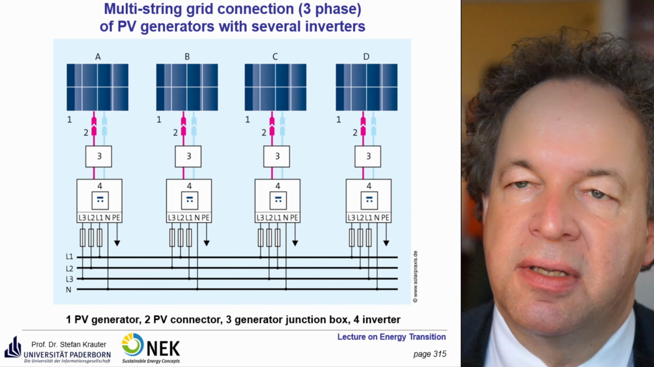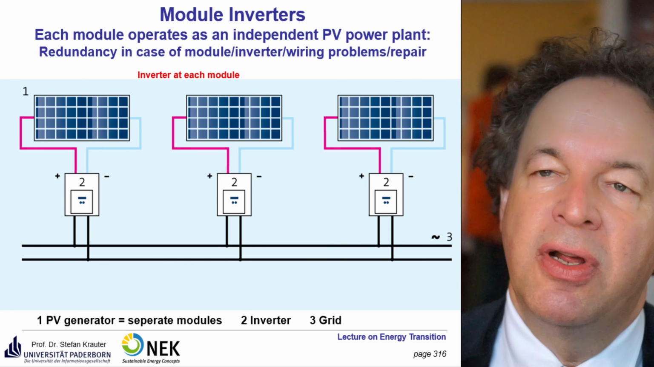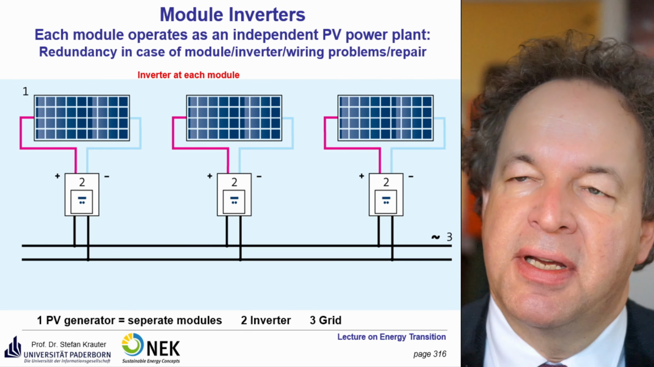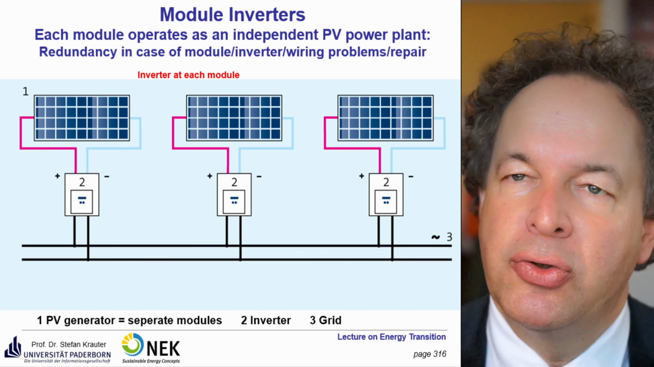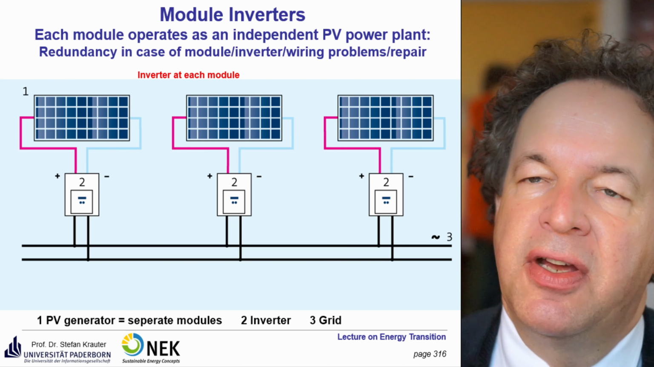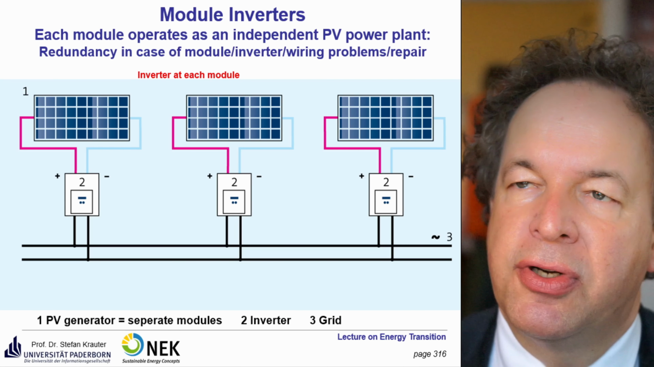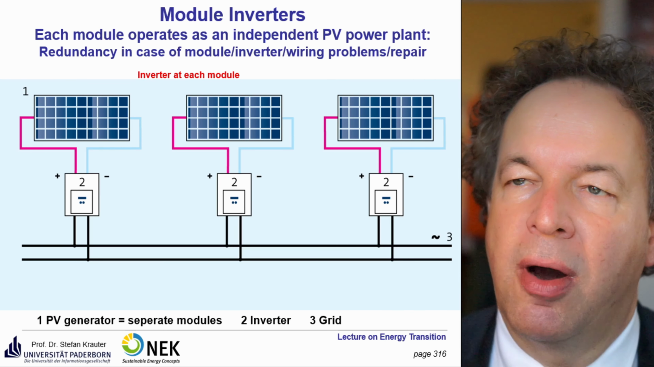Here you see that you put in a different sequence to balance out. Module inverters came up last year, so you have an inverter for every single module, which provides redundancy of the inverter. So even if one module or one inverter is defective, the rest of the power plant is still continuing to operate.